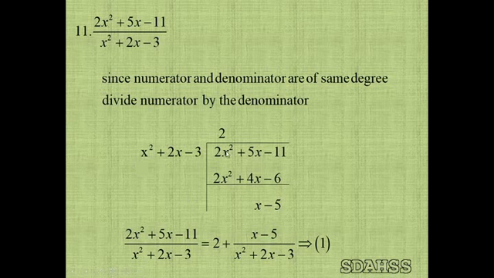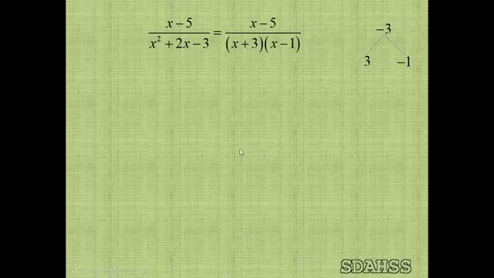First you have to write the quotient plus the remainder divided by the divisor, then mark it as first equation. Consider this term alone, that is x minus 5 divided by x square plus 2x minus 3. And then you keep the numerator as it is.